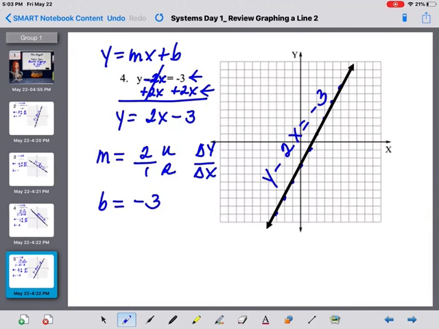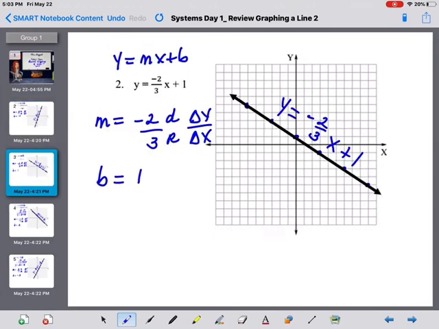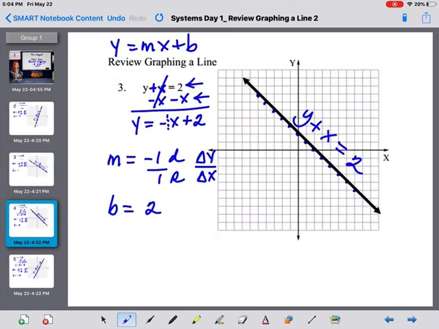Okay, so, just a reminder, in number 4, we had a positive slope once I rewrote the equation. So my line went up from left to right. Same thing in number 1. I had a positive 3 for the slope, so my line went up from left to right. But in numbers 2 and 3, I had negative slopes. In number 2, I had a negative 2/3 for the slope, so my line went down from left to right. And in number 3, we had a slope of negative 1 once I rewrote the equation. So again, my line went down from left to right. All right, so always keep that in mind that your slope definitely is going to be a big factor in which way your line is drawn.